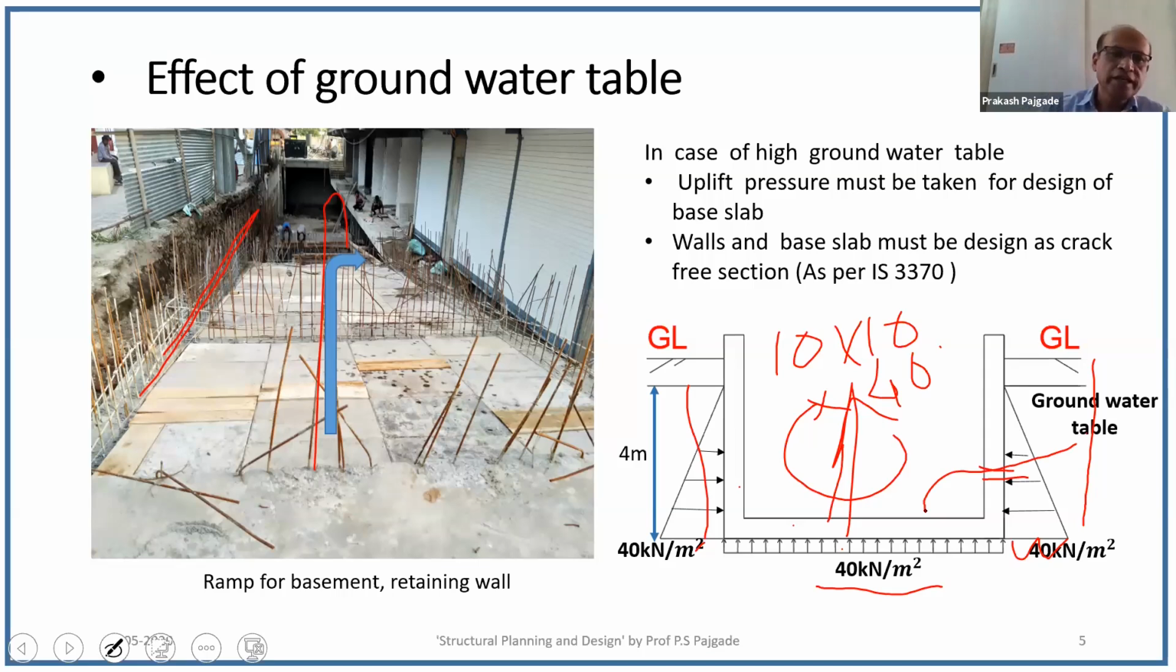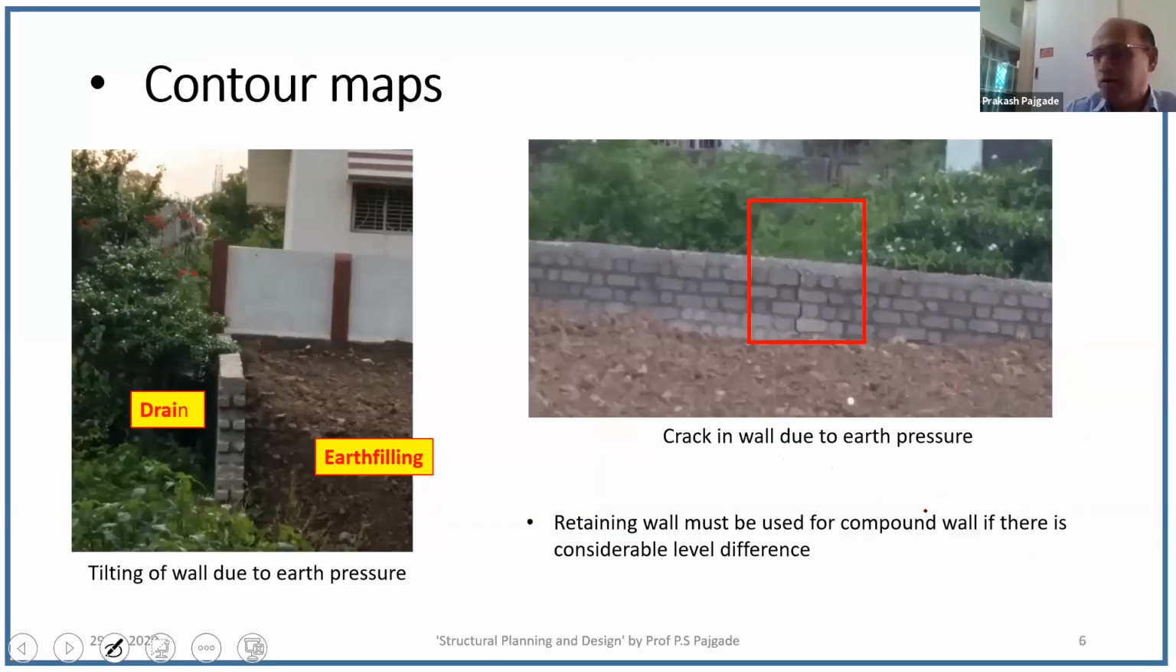Now, another thing is contour maps. We must have a contour map for site. Say this is one photograph. Now on right hand side, this is the ground level, whereas on left hand side, there is a drain. So there is a quite level difference between the soil on left hand side and right hand side. Naturally, this wall will be subjected to earth pressure.